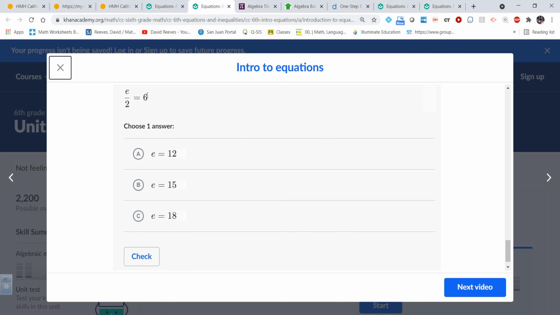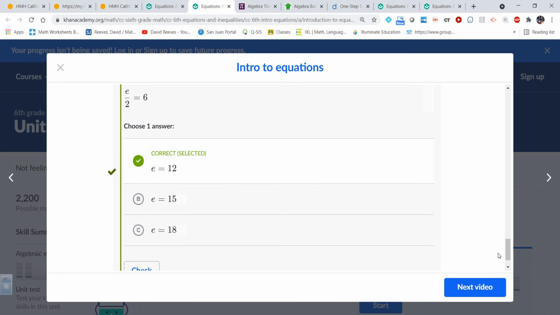What about this one? Well, this is something divided by 2 is equal to 6. Now, be careful. Many times my students look at this and they read it as 6 divided by 2. But it's not 6 divided by 2. It's something divided by 2 is 6. Well, if we try 12, 12 divided by 2 is 6. That works, right? 15 divided by 2, well, that would be 7.5. And 18 divided by 2, that would be 9. So only 12 is our correct answer.